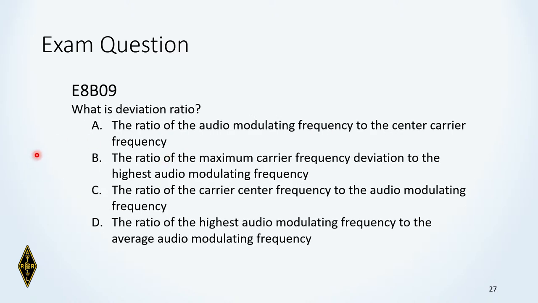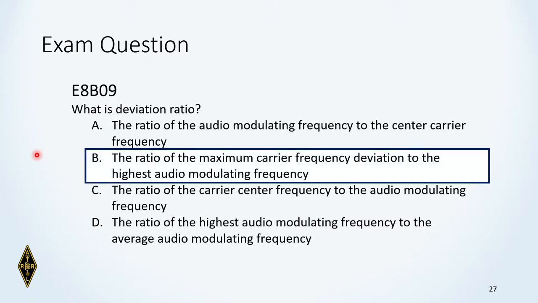Okay, now here they're asking for a definition. Deviation ratio was the first one that we discussed. Remember that it involves the maximum deviation and the highest audio frequency. And it is Bravo, the ratio of the maximum carrier frequency deviation to the highest audio modulating frequency. Correct?